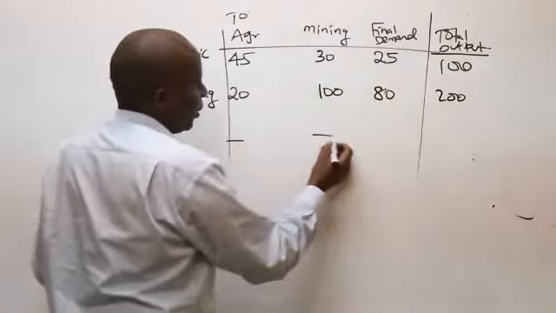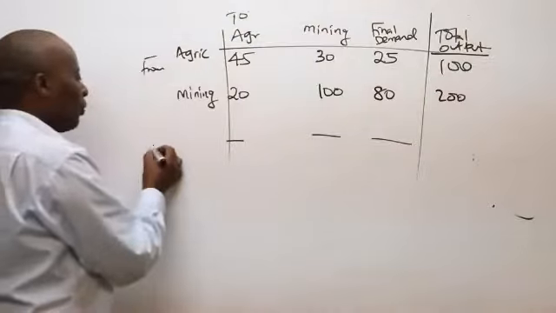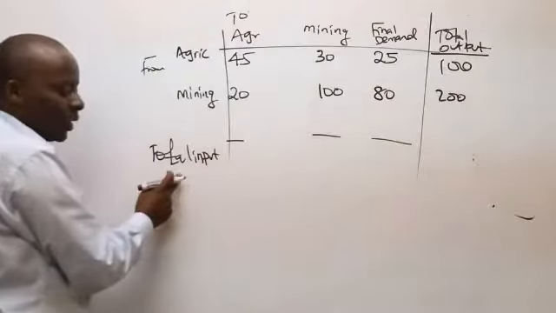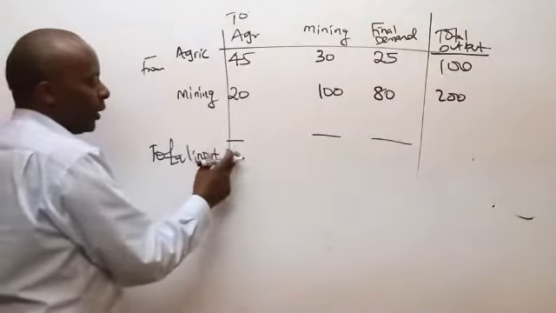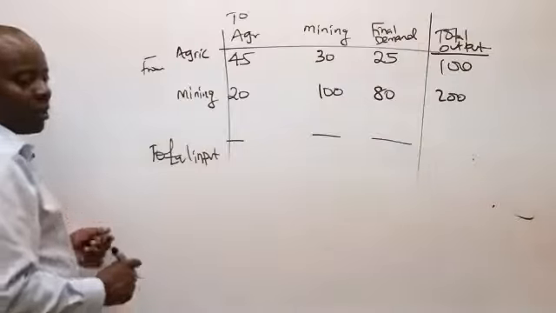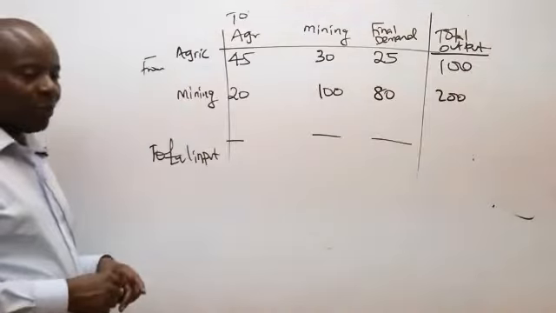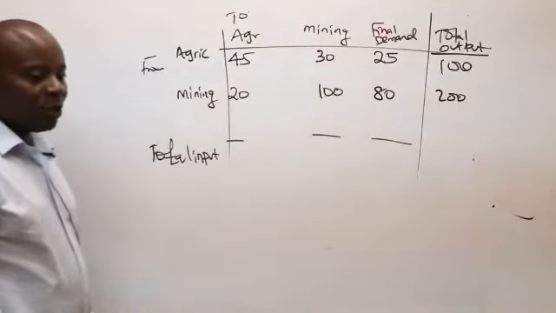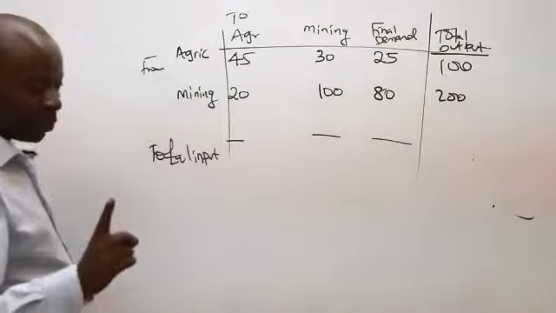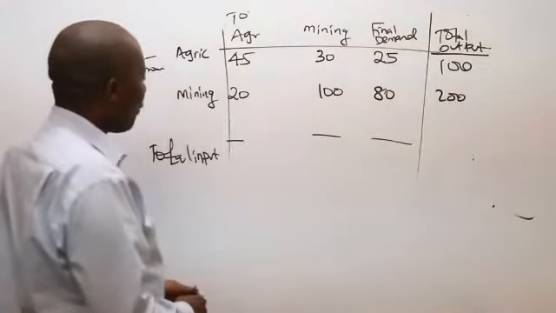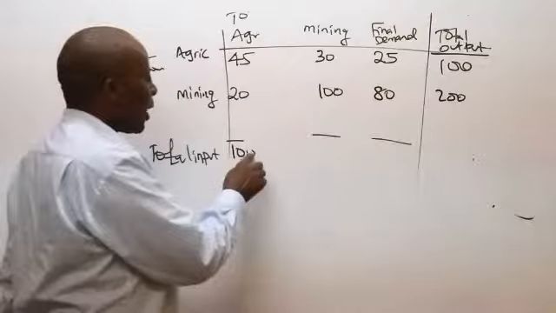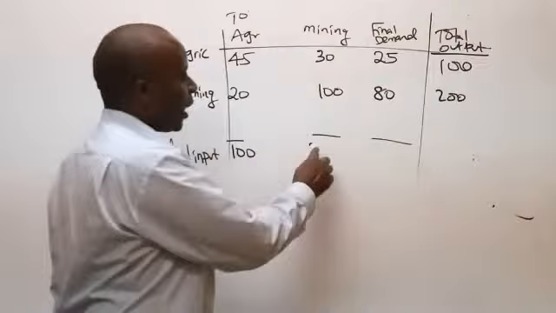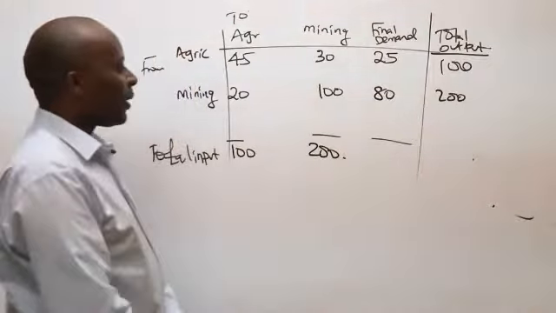Now listen. Then we'll come and talk of what we call the total input. You see, up there we have output, and then here we have the total input. Can somebody give me the total input of agriculture? Somebody says 65. Thank you very much for trying. However, that is not correct. The total input for agriculture is 100. The total input for mining is 200. Is there anybody who is able to see where I'm getting those figures from?